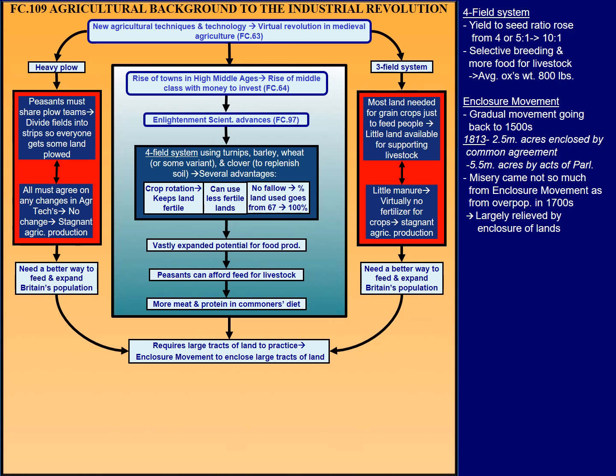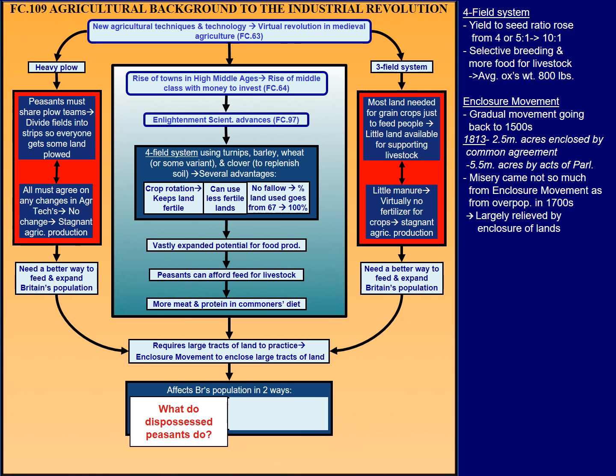By 1813, 2.5 million acres are enclosed by a common agreement. 5.5 million acres enclosed by Acts of Parliament. At first, this wasn't such a problem, and people weren't too concerned, because the major problem at the time, in the 1700s, was not having enough food, which is mainly solved by the increased food production that this new agricultural system brought about.